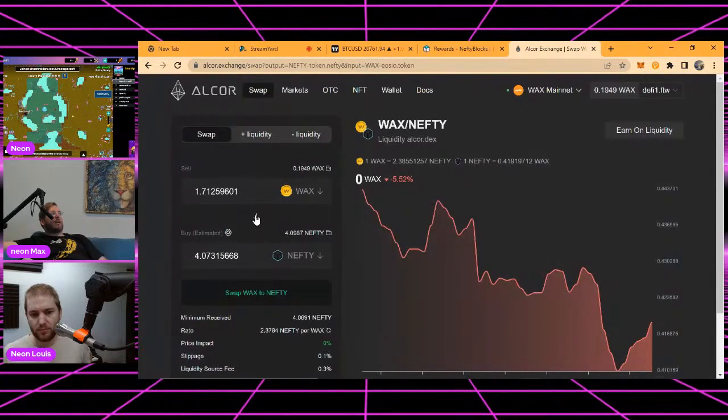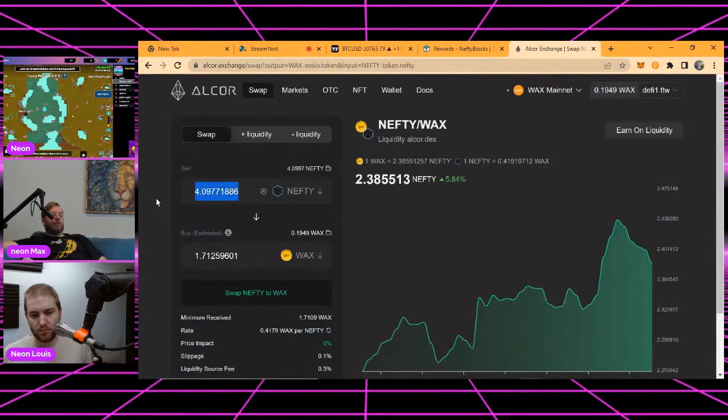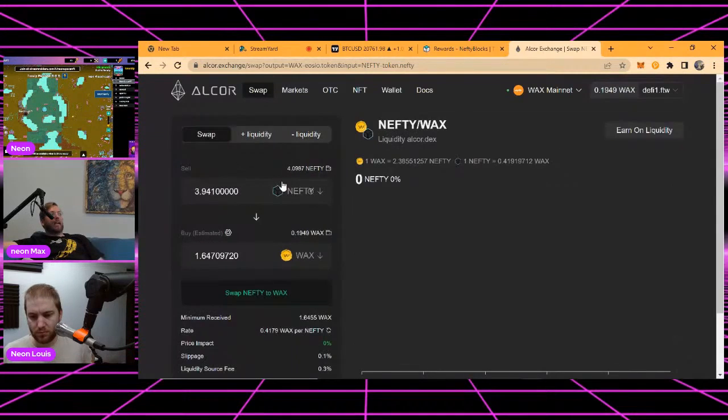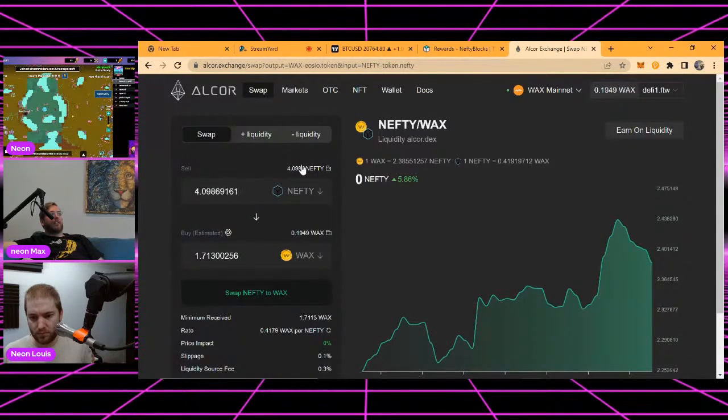So if I take a look at what that Nefty token is worth that we've earned, 1.64, and we've lost 1.68. So we were actually down 0.04-ish wax for having participated in this pool. But as you can see, we also earned 4 Nefty tokens and we made 1.7. So this is actually a net gain of this amount minus the 0.04.